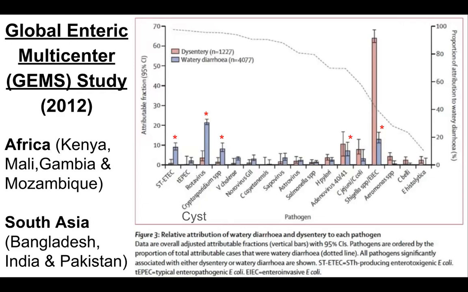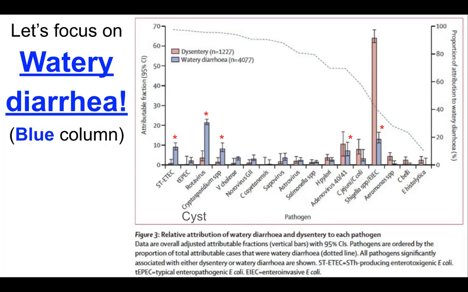But what are the common etiologies of diarrhea? So in 2012, there was a study called the Global Enteric Multicenter Study, which is called the GEMS study. This study was conducted in Africa, in Kenya, Mali, Mozambique, and South Asia, in Bangladesh, India, Pakistan. So let's focus on watery diarrhea first, which is the blue column.